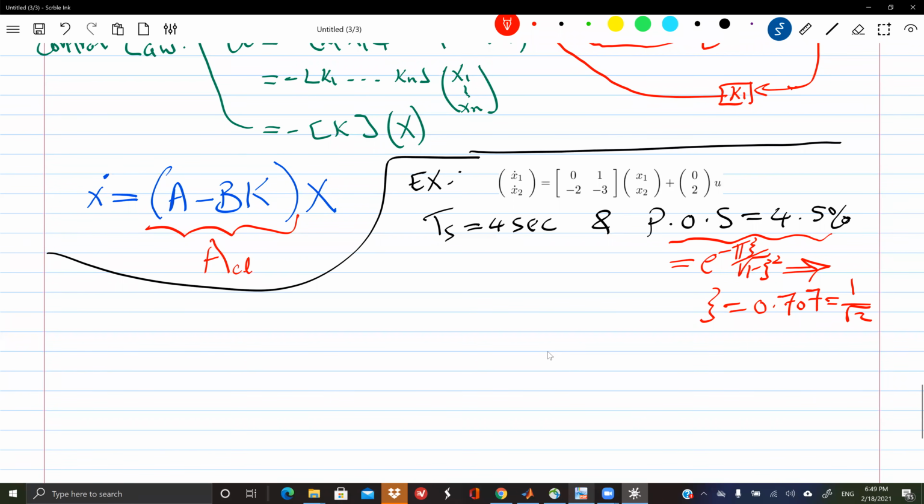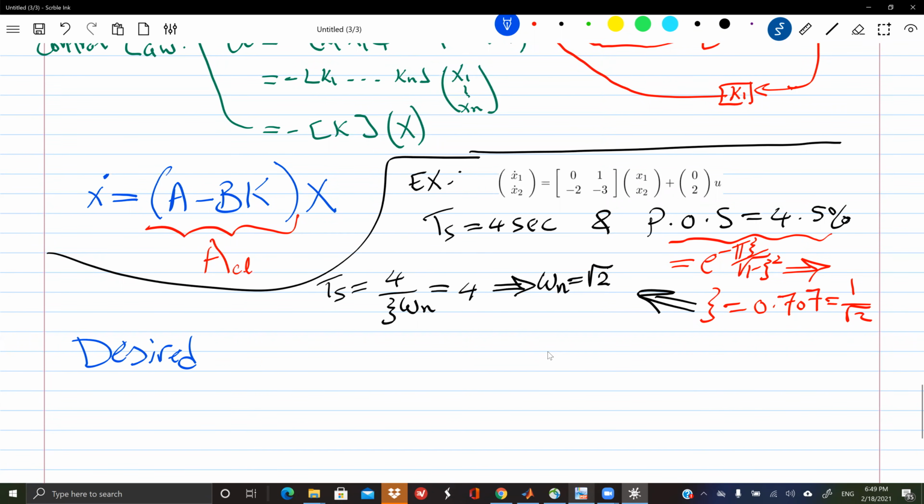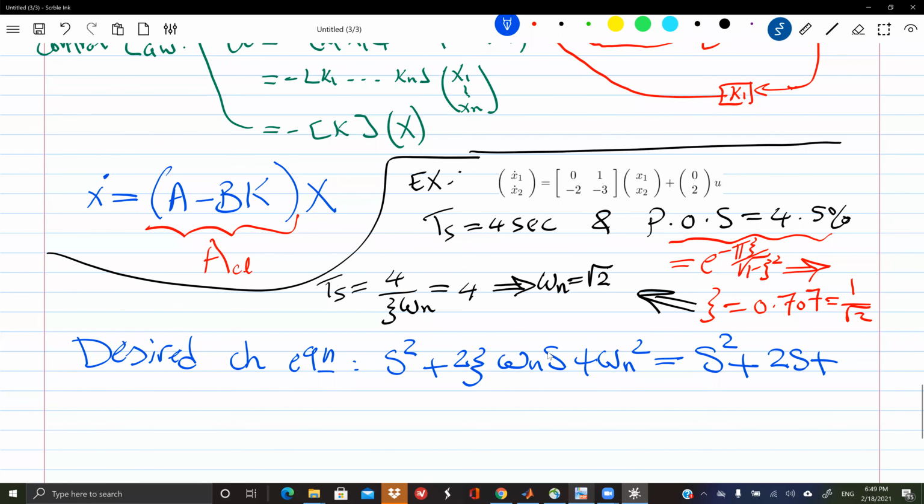Okay. Then the settling time now is 4 divided by zeta omega n, and this is 4, so I can solve for omega n. It is square root 2. I can now write down my desired characteristic equation. What is that? It's s squared plus 2 zeta omega n s plus omega n squared. So it's s squared plus 2s plus 2. This is the one that I hope for.